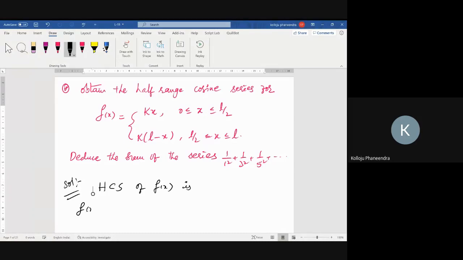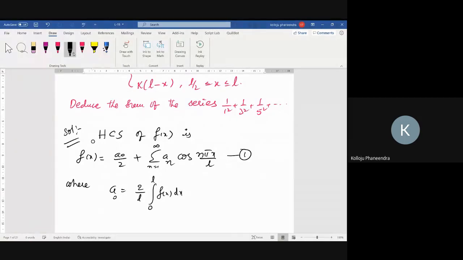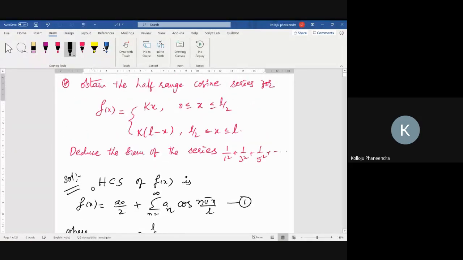f of x equal to a naught by 2 plus summation an cosine n pi x by L, n is 1 to infinity, since it is an arbitrary interval. Equation 1, where what is the a naught formula in half-range? 2 by L, 0 to L, f of x dx. And what is the interval here? 0 to L.